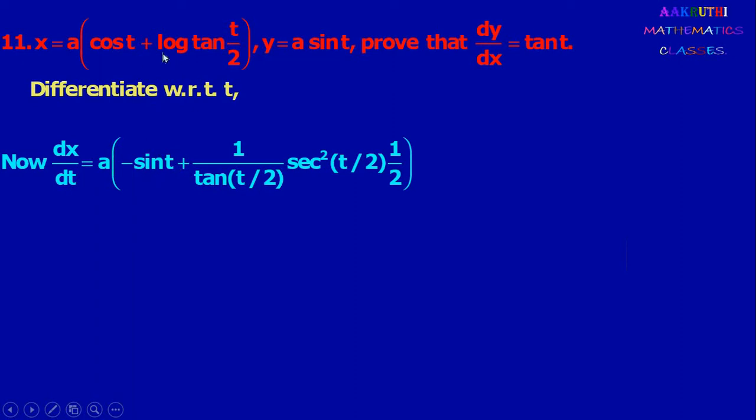So next you have to differentiate log of tan t by 2. So log of tan t by 2 differentiation is, log x differentiation is 1 by x. So log of tan t by 2 differentiation is 1 by tan t by 2. But here it is not x, so you have to use the chain rule.